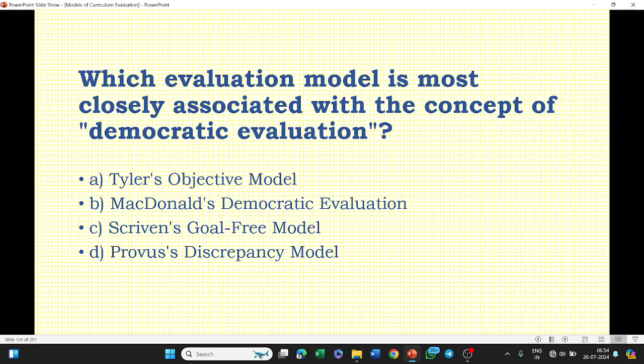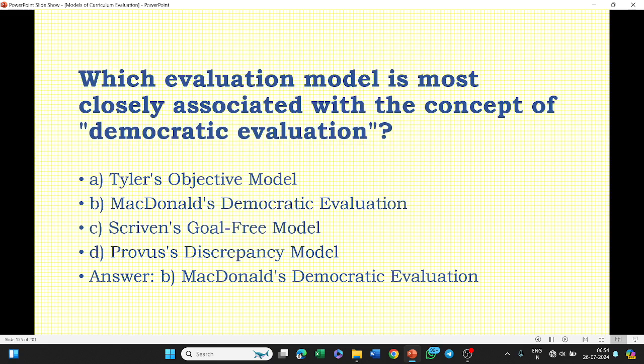Which evaluation model is most closely associated with the concept of democratic evaluation? Options: Taylor's objective model, MacDonald's democratic evaluation, Scriven's goal-free model, Provus's discrepancy model. Answer of this question is option B, that is MacDonald's democratic evaluation.